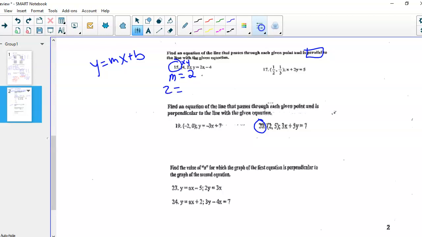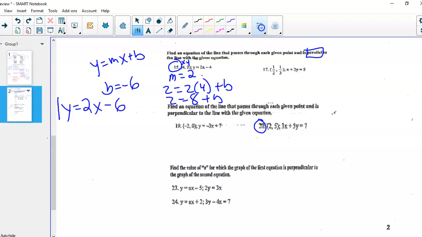So 2 equals 2 times 4 plus b. 2 equals 8 plus b. What is b? Negative 6. What is our equation then? It would be y equals 2x minus 6.